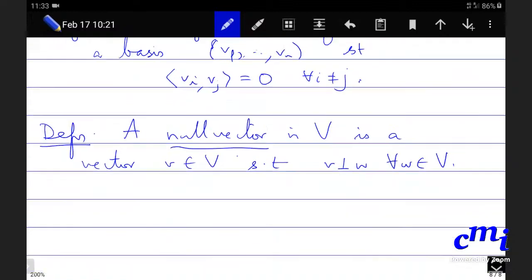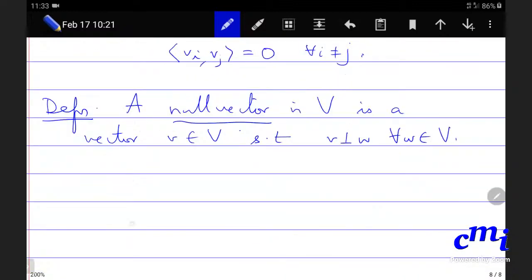So maybe, sorry, maybe 1 minute. Let me just think about an example so that this definition is not confusing. Just give me 1 minute.